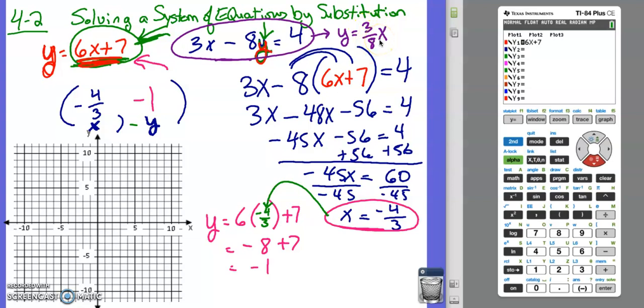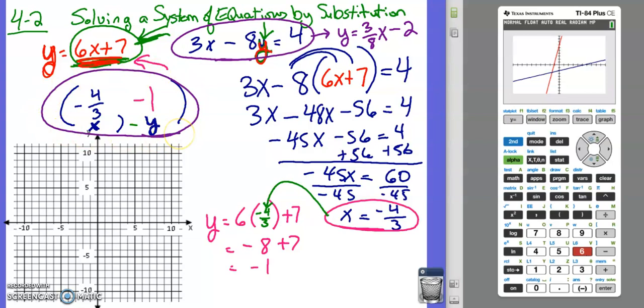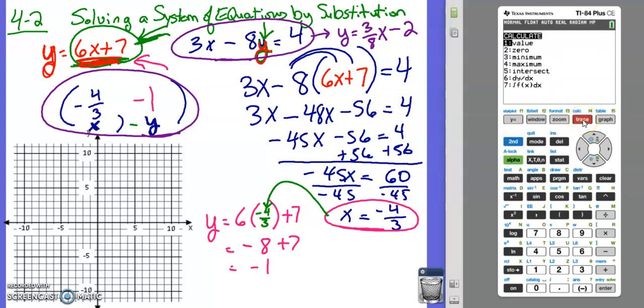3/8x minus 2. And so if I type that in, 3/8x minus 2, and I'm going to graph, I want to find out where it crosses. And notice, to check my answer, I need to see if that is correct, where the point of intersection is. And so remember how I showed you on the last lesson, I'm going to find the point of intersection. Go to where it looks like the point of intersection is, and basically hit enter, enter, enter.